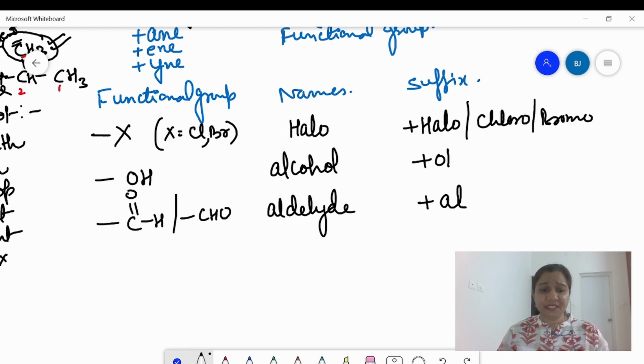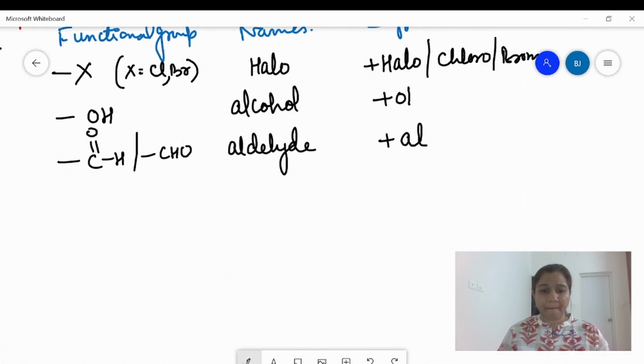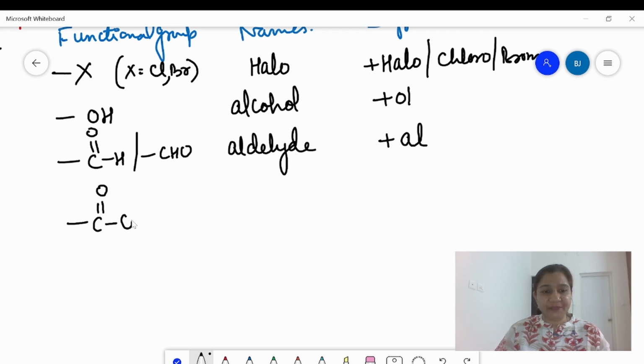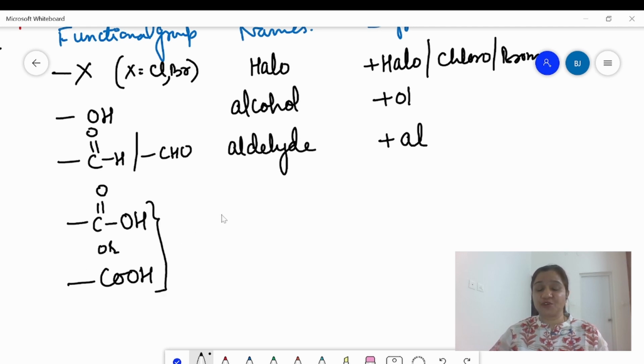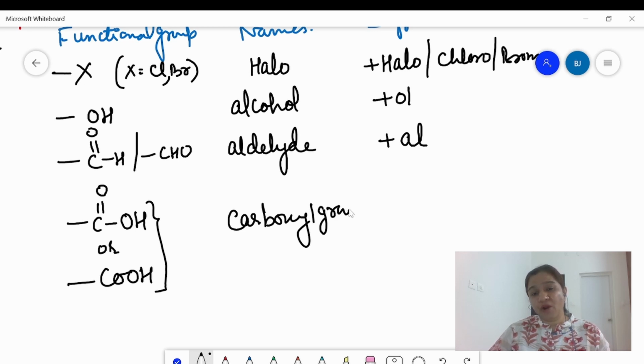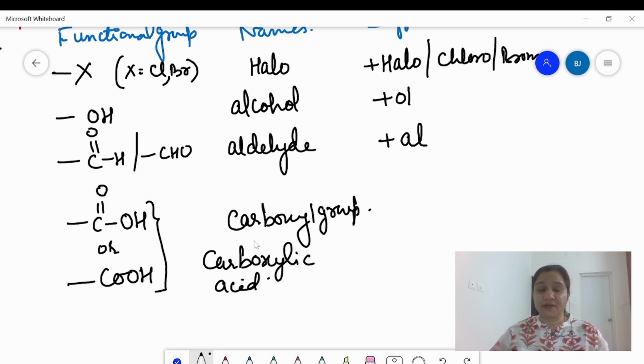Similarly, the next functional group is C double bond O, OH. In short, we can write it as the COOH group. You can easily recognize this group. It is called the carboxyl group, also known as carboxylic acid. Anything which has this group present is called a carboxylic acid, and for carboxylic acid the suffix we use is -oic acid.